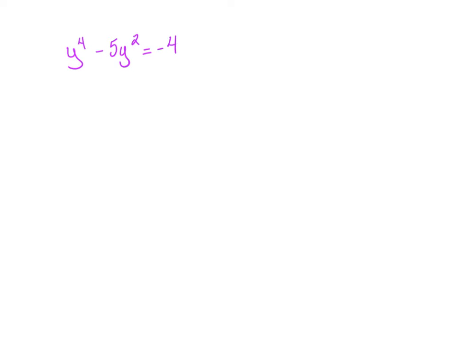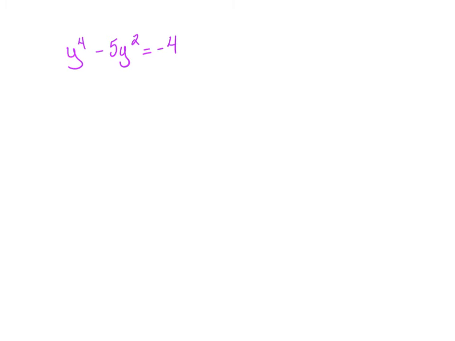This is not a quadratic, but it looks like a quadratic. A quadratic has to be raised to the second power. This is actually a quartic, but we are able to solve this very similarly to how we solve a quadratic. Anytime that we're solving polynomials, we have to set it equal to 0. Right here, we've got this one set equal to -4.